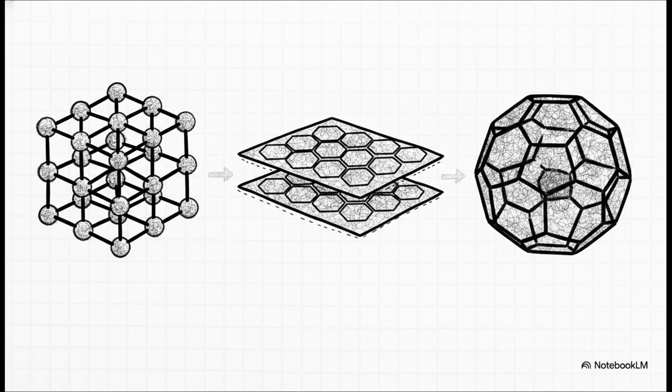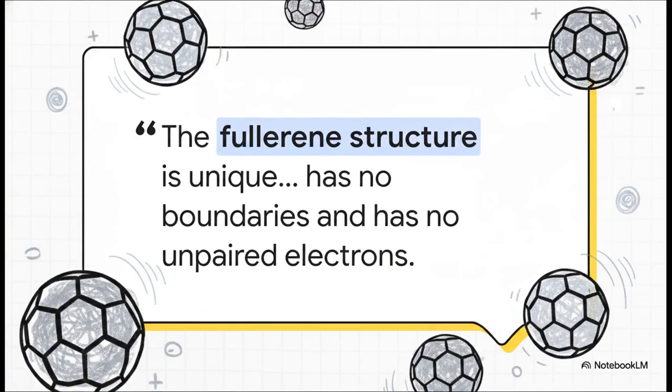Carbon is absolutely the ultimate shapeshifter. According to our textbook, it takes 3 distinct forms. First, you've got diamond with its giant macromolecular structure. Then there's graphite, which is just a layered structure of hexagonal rings. And then we get to the really wild one, Buckminster fullerene, or C60, which is made of actual spheres of atoms arranged in pentagons and hexagons. Let me read this quote directly from the text because it's fascinating. The fullerene structure is unique in that the molecule is not charged, has no boundaries, and has no unpaired electrons. They have a cage-like structure.